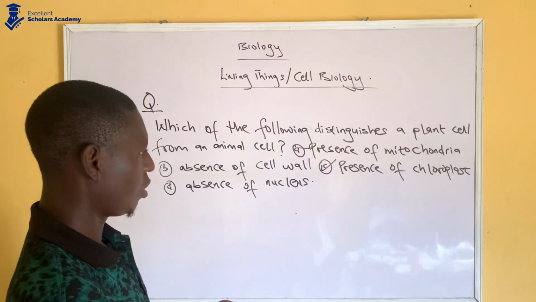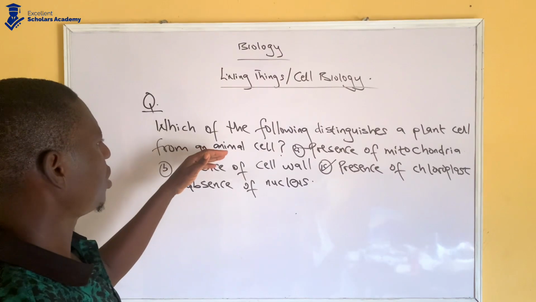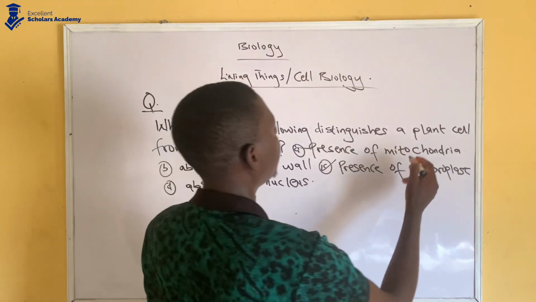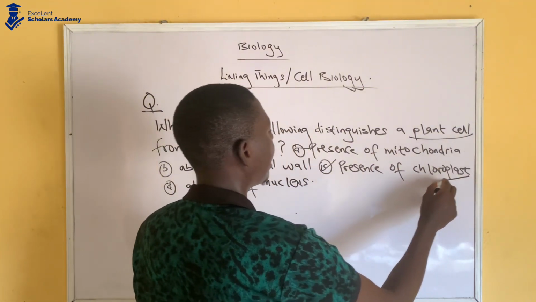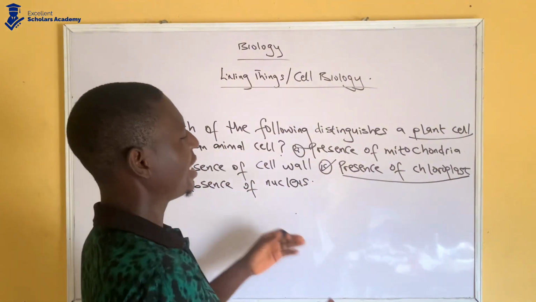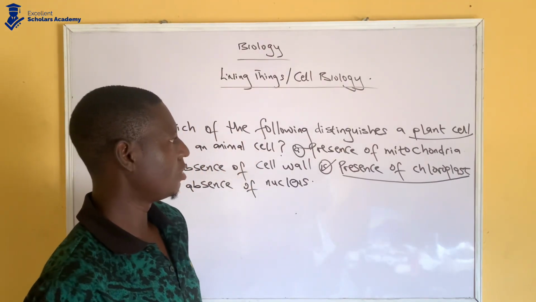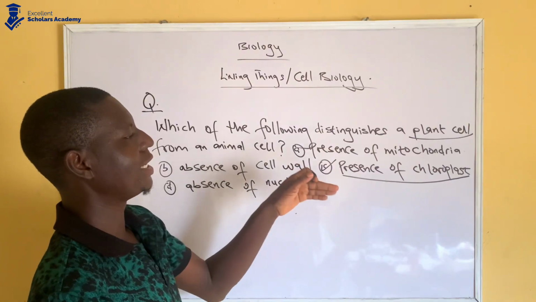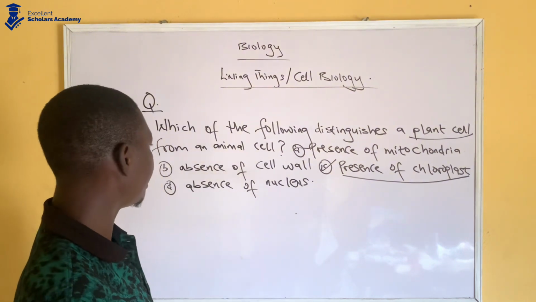Presence of chloroplast. The animal cell contains no chloroplast. Chloroplast is only found in plant cell. This is that green pigment that gives the leaves their green color. Chloroplast contains the chlorophyll, so the chlorophyll makes the plants green or greenish in color.